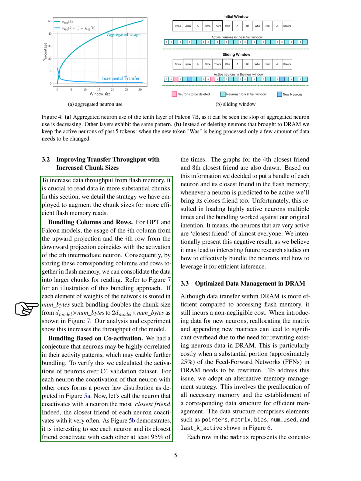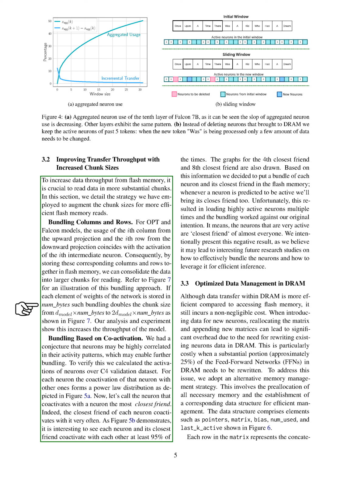In the OPT and Falcon models, the activation of the intermediate neuron corresponds to the use of the same numbered column from the upward projection and the same numbered row from the downward projection. So, we thought, why not store these matching columns and rows together in flash memory? This way, we can group the data into larger chunks for reading. If you look at the figure, you'll see an illustration of this bundling approach.